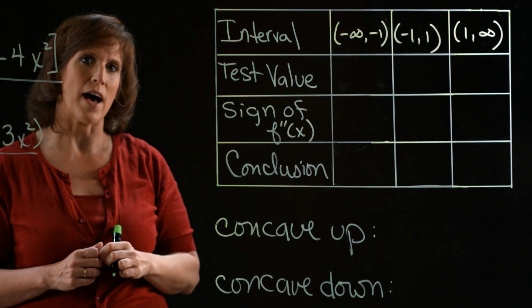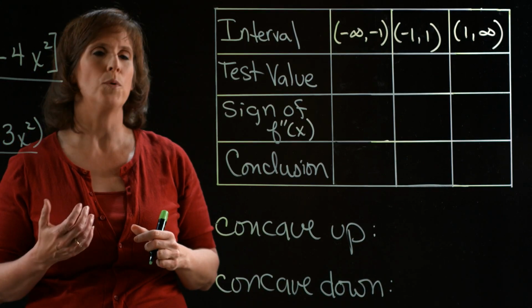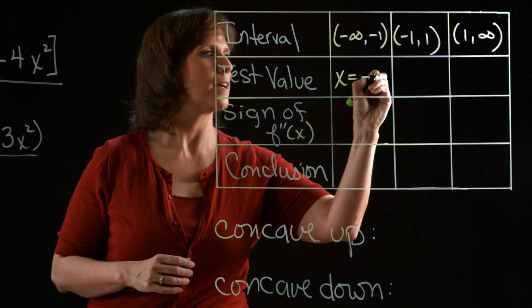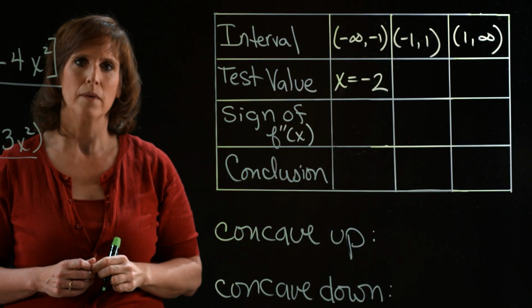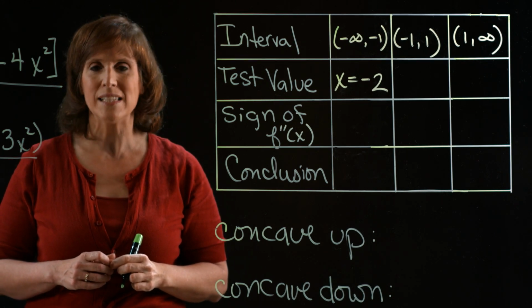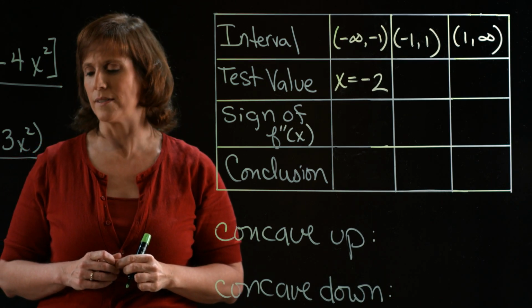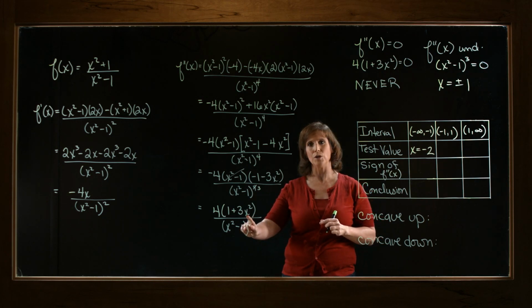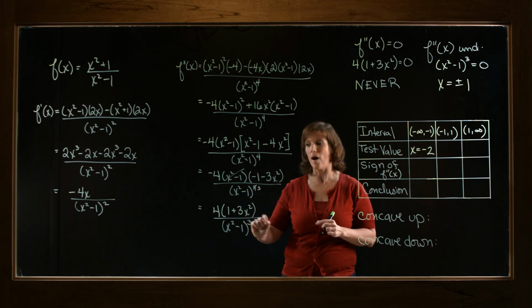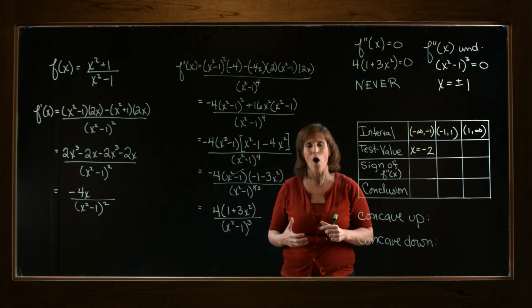So let's take a look at that very first interval. And we need a test value, any number you like between -infinity and -1. Let's just try x equals -2. We're going to take this and plug it into the second derivative and see what the sign of that second derivative is. Well, when I plug a -2 in for x in the numerator, first thing I do is square it. So it becomes a +4. Multiply it by 3, adding 1, multiplying by 4.